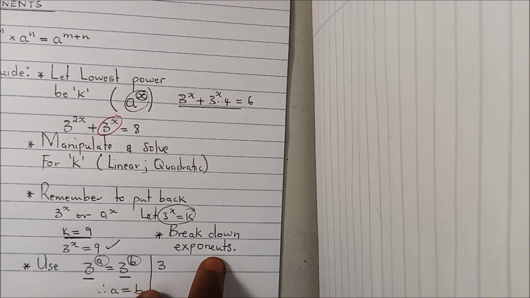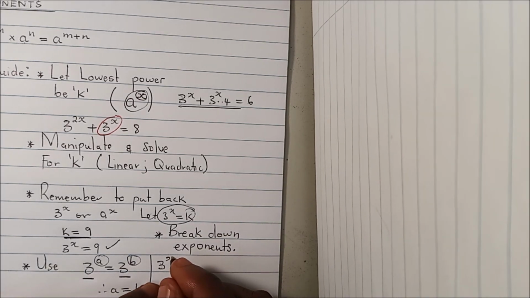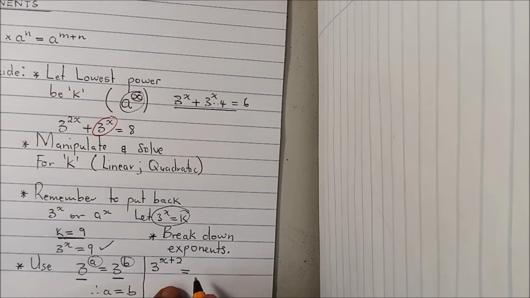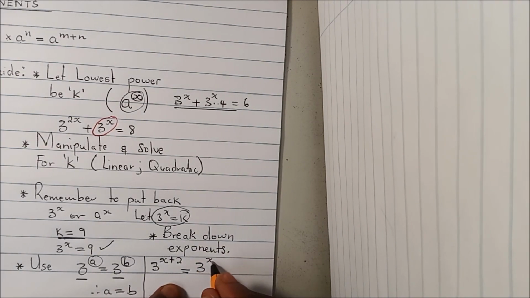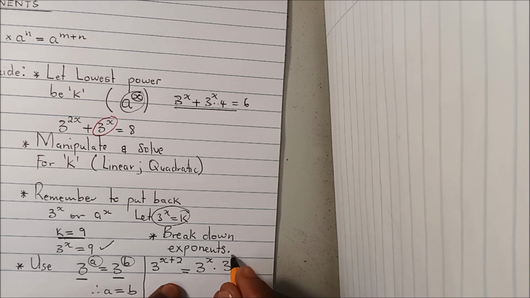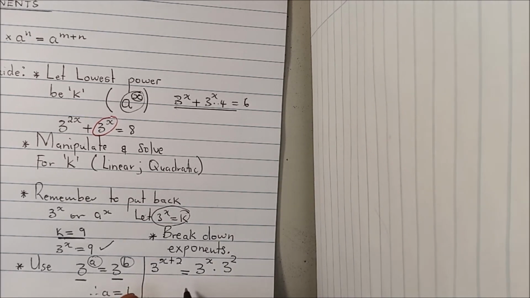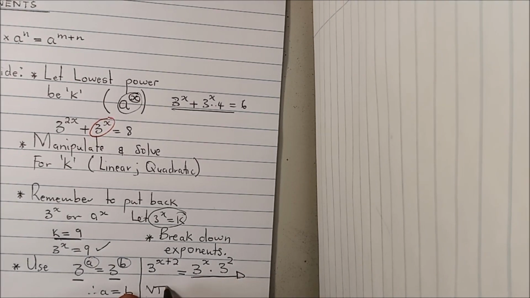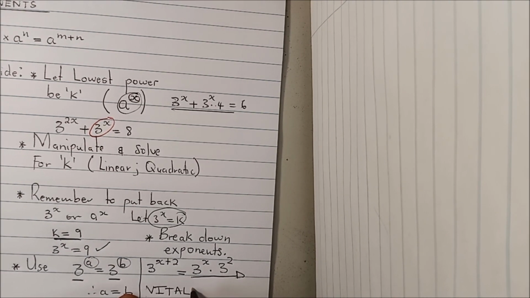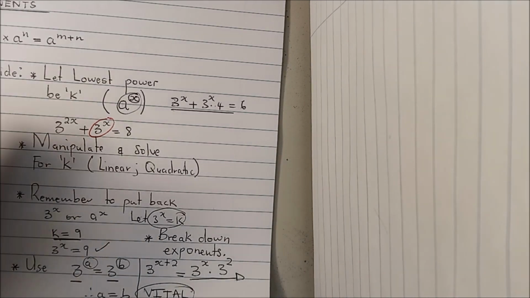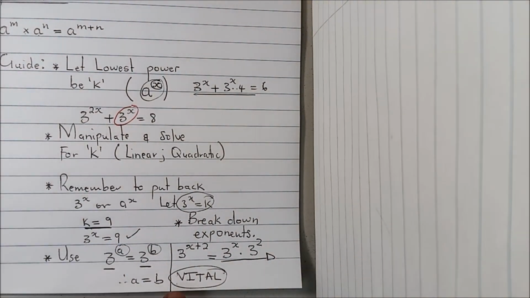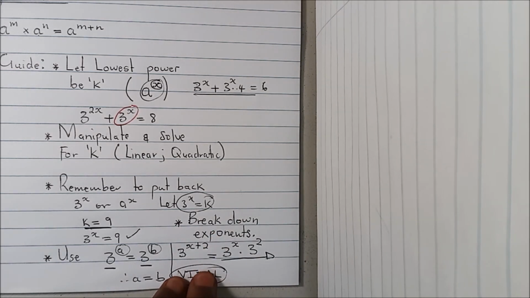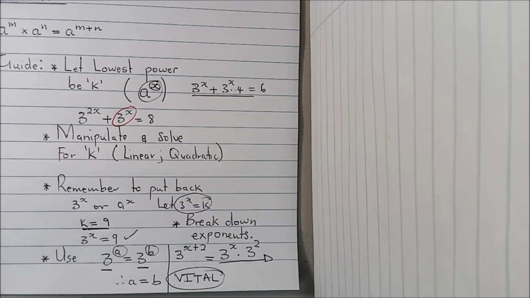By breaking down exponents, let's say you have something like 3 to the x plus 2. The first thing you need to do is break this. This will be 3 to the x times 3 to the 2. This is monumental, I don't want to lie. This is very, very vital. And as you write down your notes, please start with this point. This will be your first point. You break down the exponents. If they're like this, you break them.